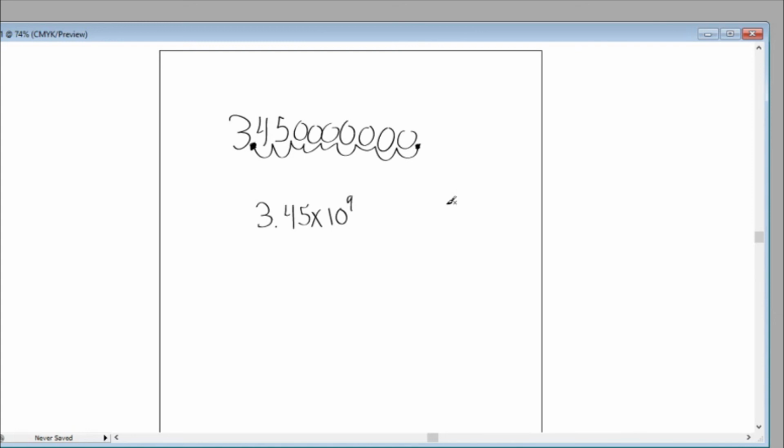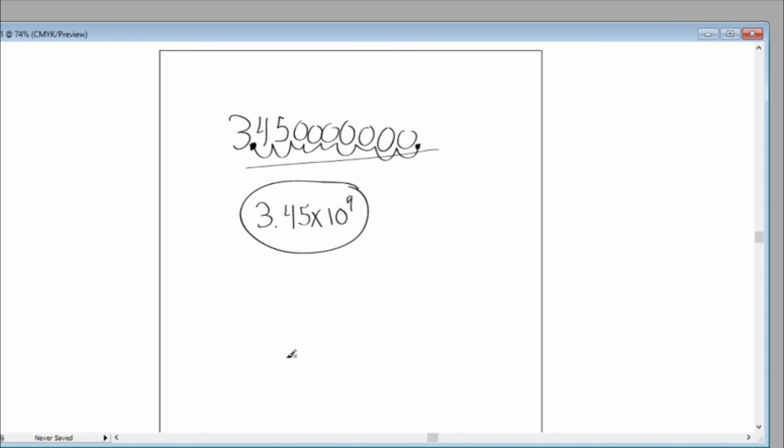There we go. If we were to do this math right here, 3.45 times 10 to the 9th, well, we know that powers of 10 just move that decimal, and it would give us this thing again. So this is much, much more compact, much, much easier to write, and again, once we get to it, much easier to do math with.